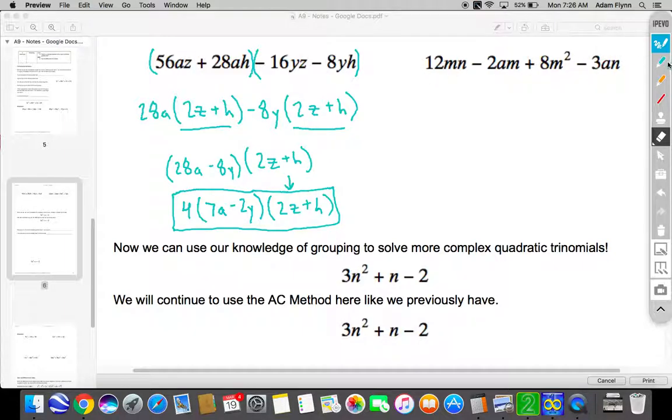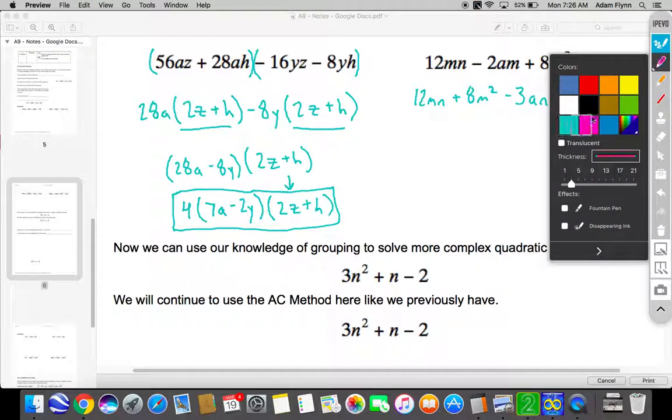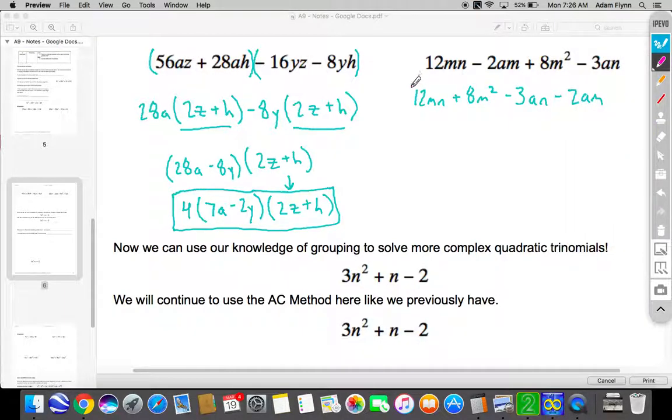So let's try a different order. How about we try 12mn plus 8m squared minus 3an minus 2am. Okay, just trying out something different. So at this point what I can do, I can group the first two, and I can group the last two.